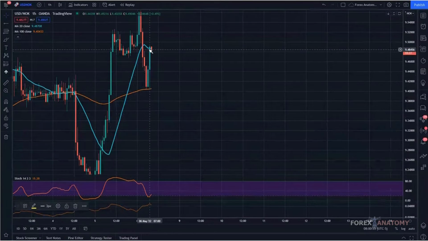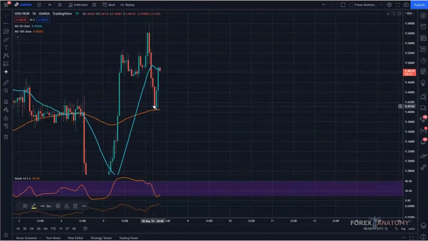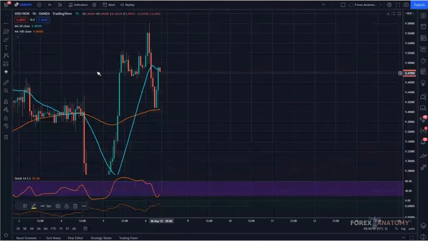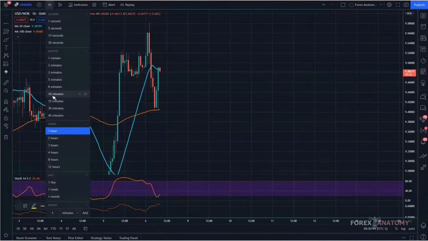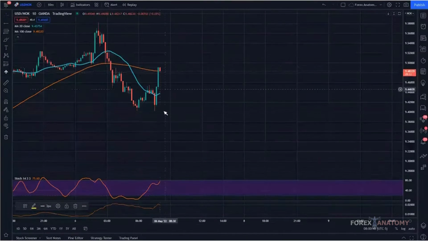We were looking for this pullback right here, but this pullback looks pretty strong, so I'm a little bit iffy on whether or not I should take it. But let's go to a 10-minute trigger. Okay, so we see this double bottom right here.